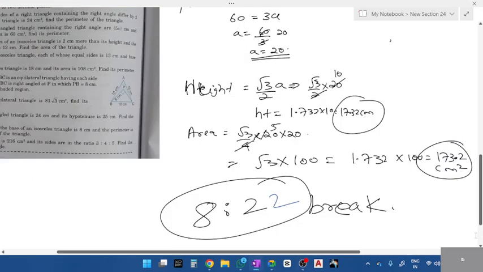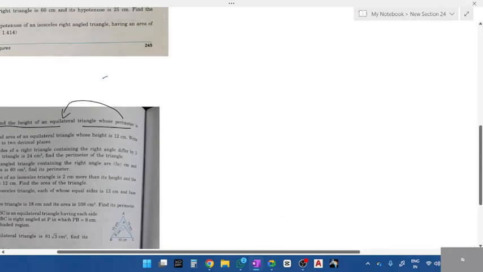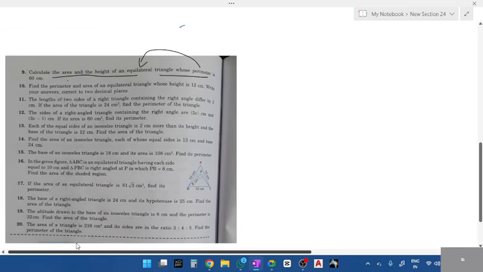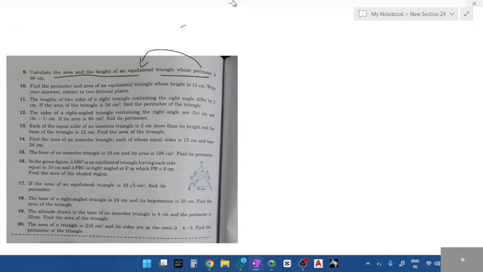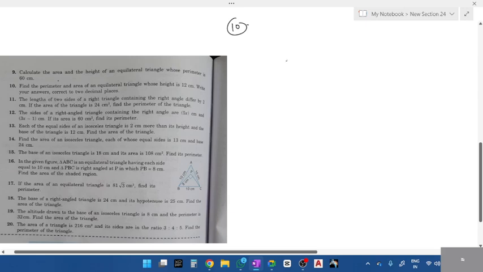Fine, this question is completed, right? We'll try the next one. Tenth question. Read the question and tell me, what do you have to find? Perimeter and area of an equilateral triangle. Height is given, right? What is the height given? Height is equal to 12.